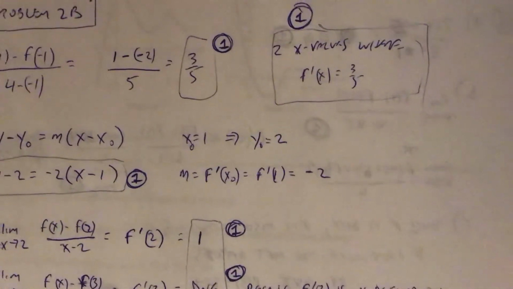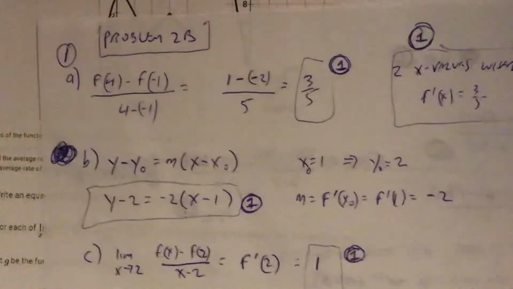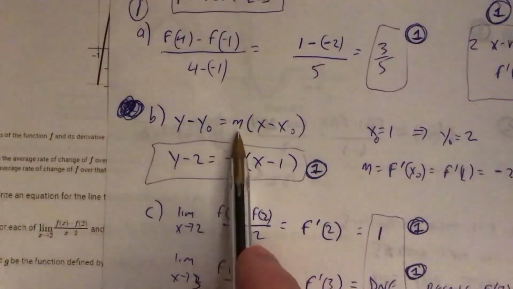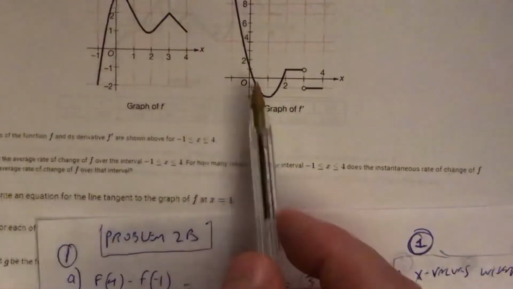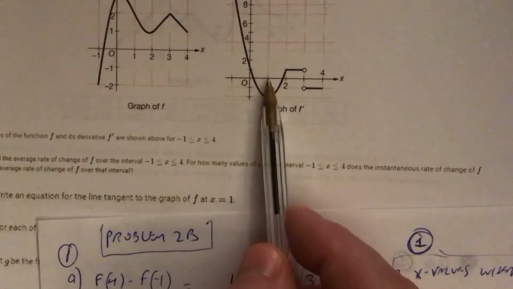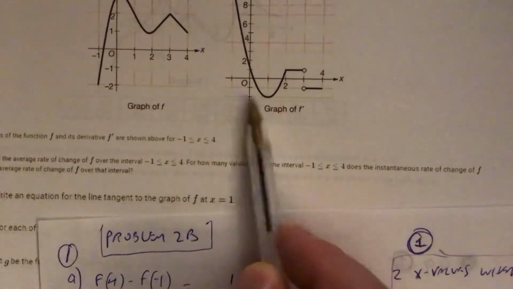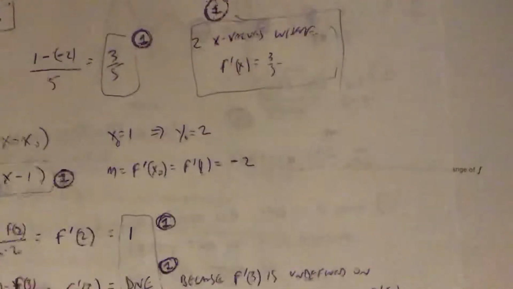Well, I can get the derivative right off the picture as well, because they want me to find the slope of the line at the x value of 1. If I want that, I can go back to the picture and ask, what happens at 1? Well, the slope is -2. So all of this just comes graphically.